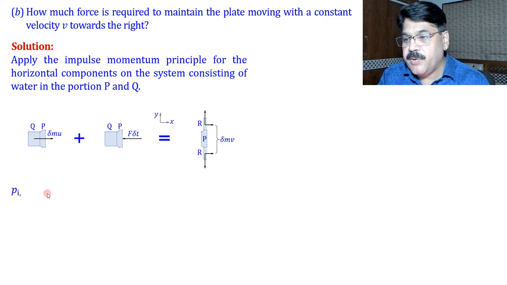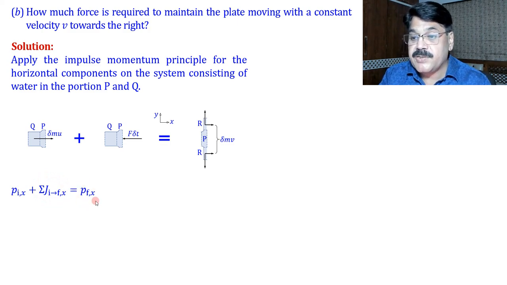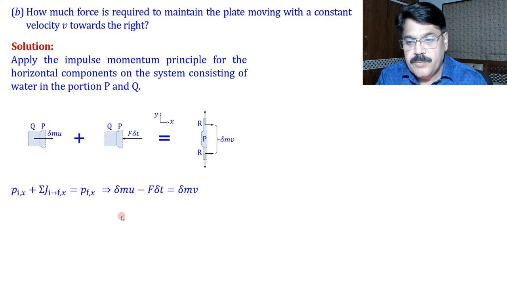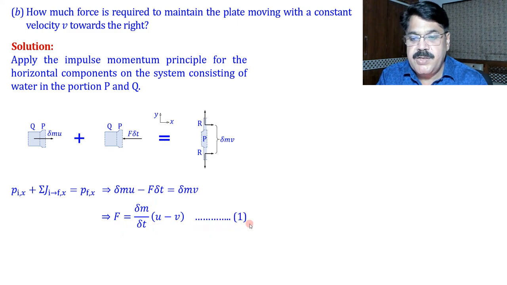We show the x horizontal direction and y vertical direction. So what is the impulse momentum equation? P ix plus summation of impulses of Fx is equal to P fx. Again, initial x component momentum plus total impulse of all the external forces in the x direction is final x component momentum. You can see this is dmu. This again here F dt in opposite direction, and here x component is dmv again. So let's substitute value, dmu minus F dt is equal to dmv. So from here what we write? F is equal to dm by dt into u minus v. Let us call this equation number 1.